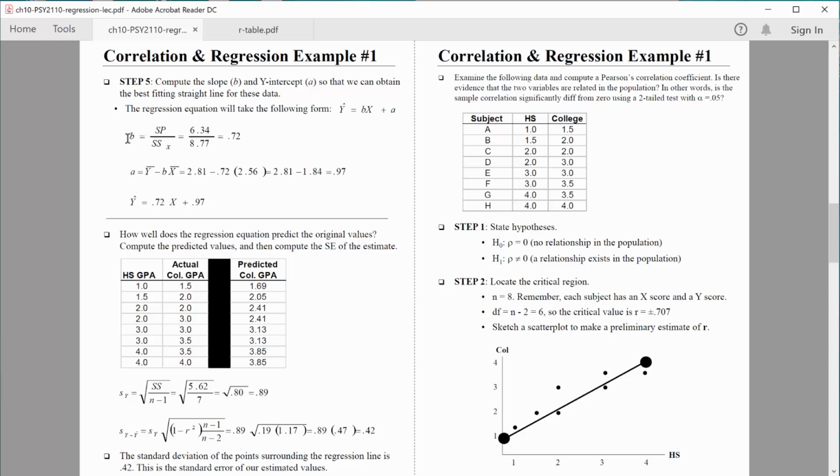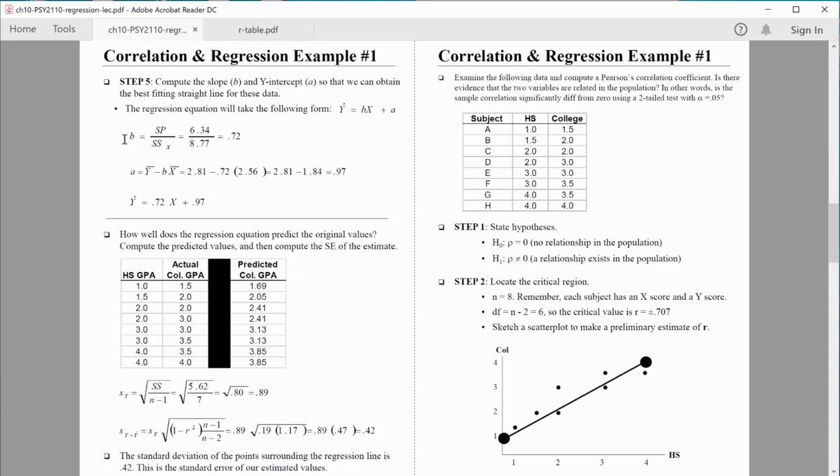In order to compute that b value, the slope, we need the sum of the products and we need the sum of squares X. We can get that information from our correlational analysis that we just completed. Let's look at our formula for a. That's based on computing the mean of y and the mean of x, which we'll need to do real quickly. And it's also based on knowing b, the slope. So do you see how it makes sense to compute the slope first? We're going to need that value of b for this formula right here for a. So that tells me exactly where to begin.